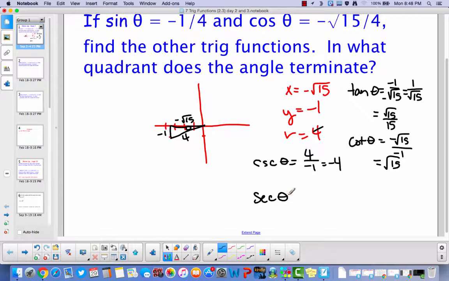Secant is a reciprocal of cosine, so it's 4 over the negative square root of 15. If we rationalize that, we multiply top and bottom by the square root of 15. 4 times the square root of 15 over negative 15. Are cosecant and secant, cosine and sine, all negative in this quadrant? Yes, they are. So today we're going to look at what happens if we're only given one of the trig functions instead of both of the trig functions.